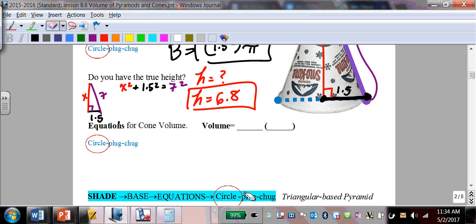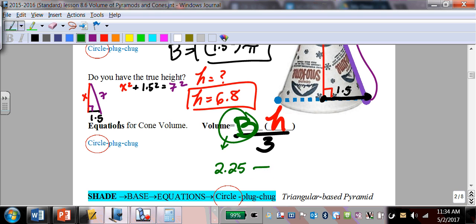Volume is base times height over what? 3. This is for a cone. Base times height over 3. Now let's circle plug chug. Our base, we have it already. Our height. Notice, I like to actually draw arrows and show where I'm plugging it in, over 3.